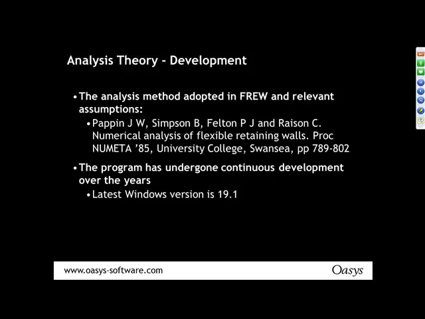How did Frew come about? Well, it's based on theory and research done some time back, based on the paper Numerical Analysis of Flexible Retaining Walls. However, the current version of Frew, which is Frew 19.1, is very, very different to what was initially proposed. So now, for example, not only is the actual program in itself and the way you go around the program different, but there are lots of extra features which were not initially there, and lots of extra theory is covered currently.